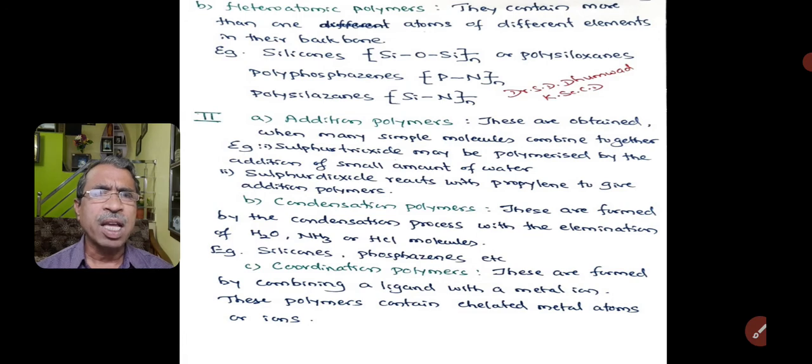Coming to another type known as condensation polymers, these are formed by the condensation process with the elimination of water, ammonia or HCl molecules.